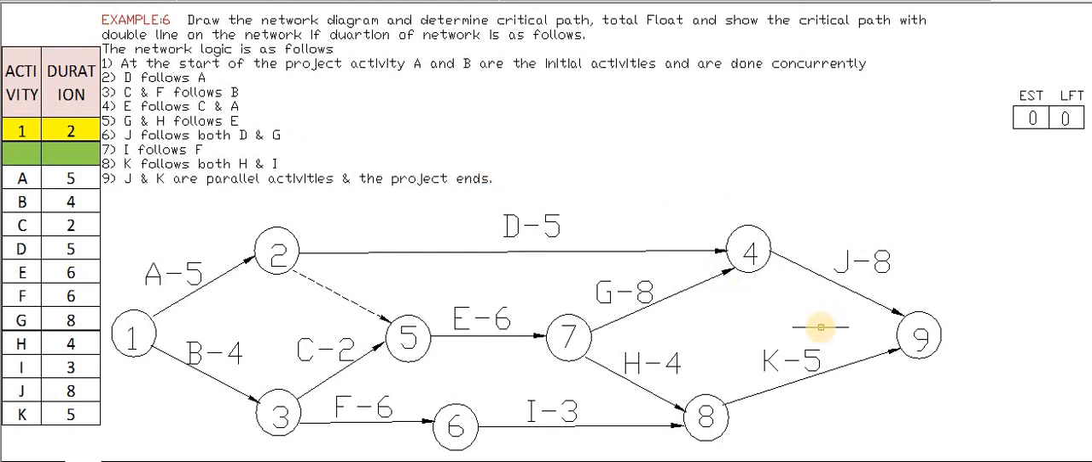Okay, so here we have drawn the network diagram. Again we will check one by one. We will start with serial number 1 and end with serial number 9, and we will check the different activities once again.